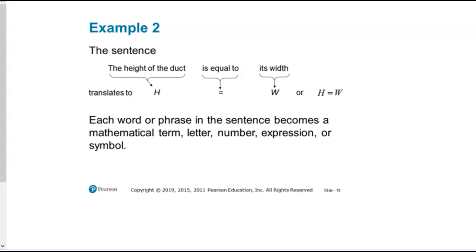Well, let's take a look at an example. And so again, this is math for the trades, and so we want to put this into some relevant word problems. So we're going to look at the simple phrase, the height of the duct is equal to its width. Remember, simple translation, we don't know the height of the duct, so we can just put it as a variable. In this case, we'll use capital H. Is equal to is very specific to equal, and that's the mathematical operation, and its width. And again, it's not saying what it is, so we'll just go ahead and call it a variable. In this case, we'll use W.